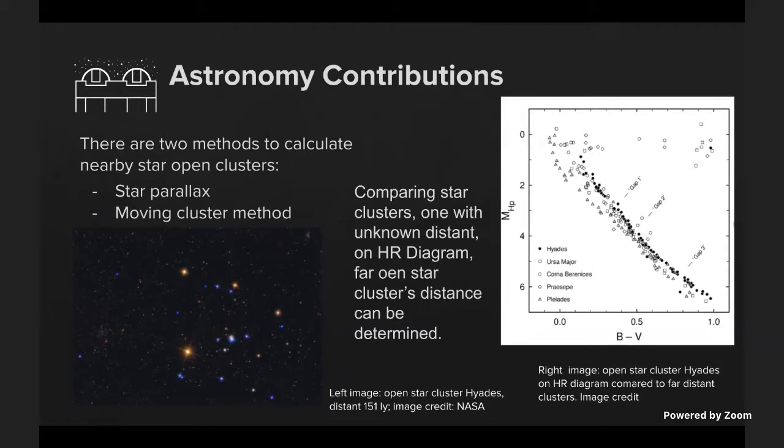As distances of nearby clusters are estimated, we can extend the distance scale to further ones by plotting two clusters on the HR diagram, as you can see in the image, one with known distance and the other with unknown distance. The most distant known open cluster found in our galaxy is Berkeley 29, at a distance of about 15,000 parsecs. Lastly, determining open star cluster distances helps us calibrate the period-luminosity relationship of variable stars.